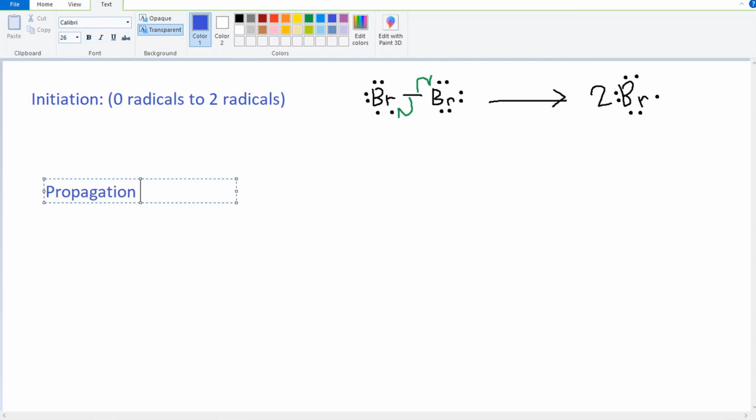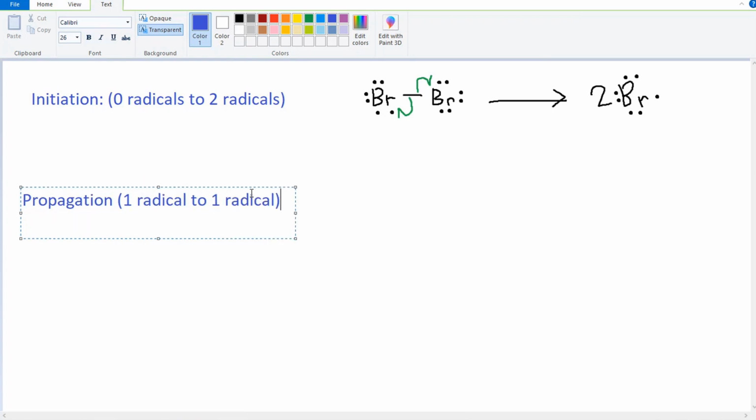Propagation. And that's when you go reaction, you can tell it's a propagation reaction because it goes from 1 radical to having the same 1 radical. The radical just switches from one molecule to a different molecule. So let's do the reaction in this case.